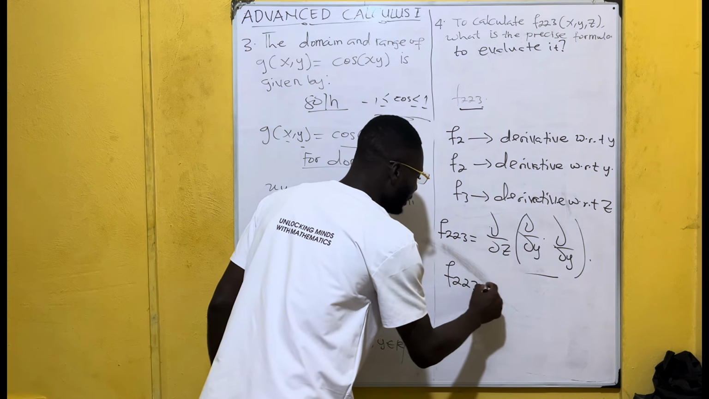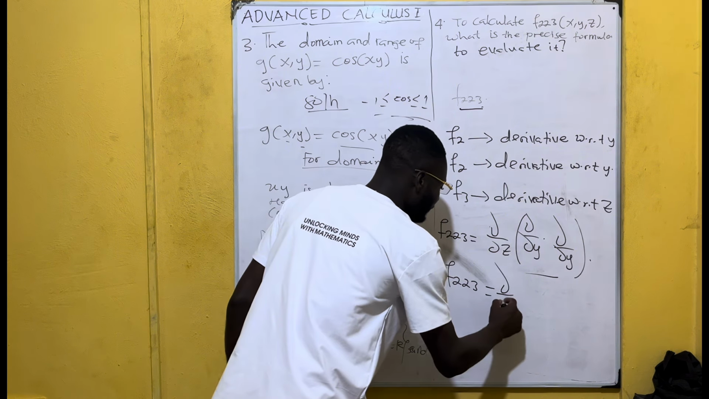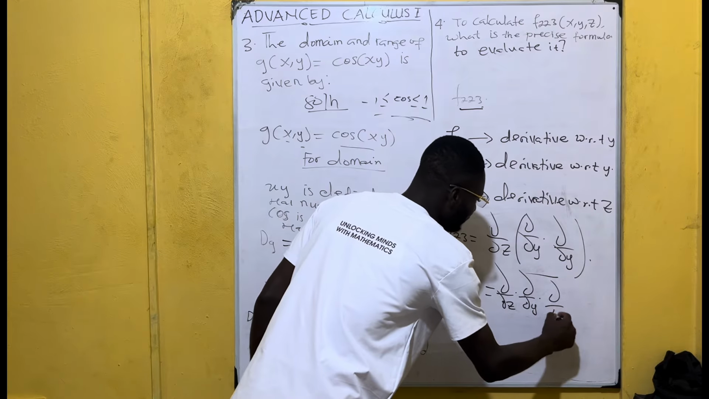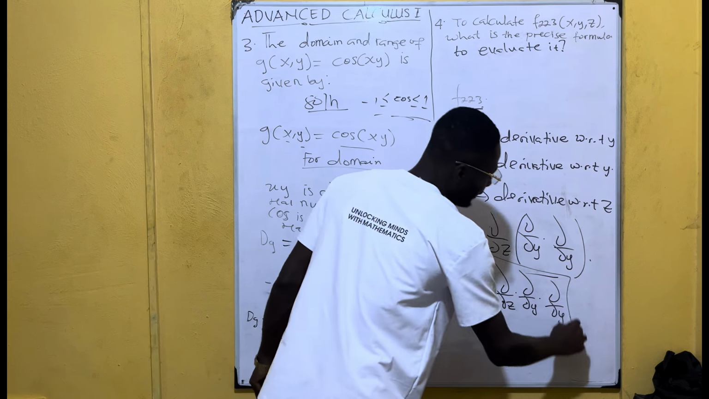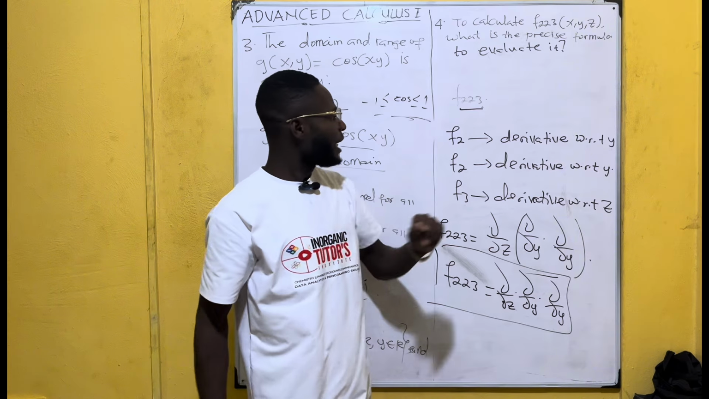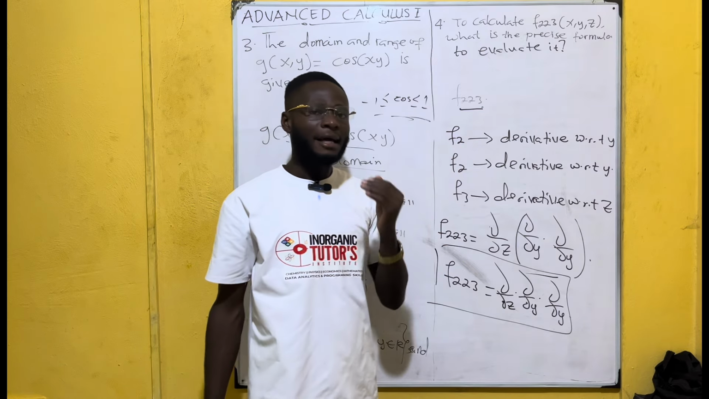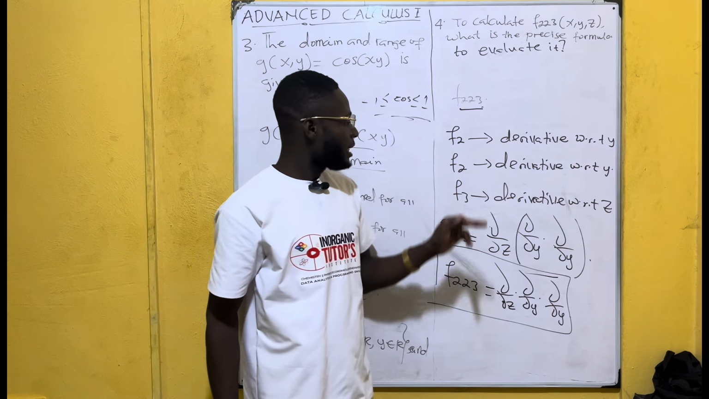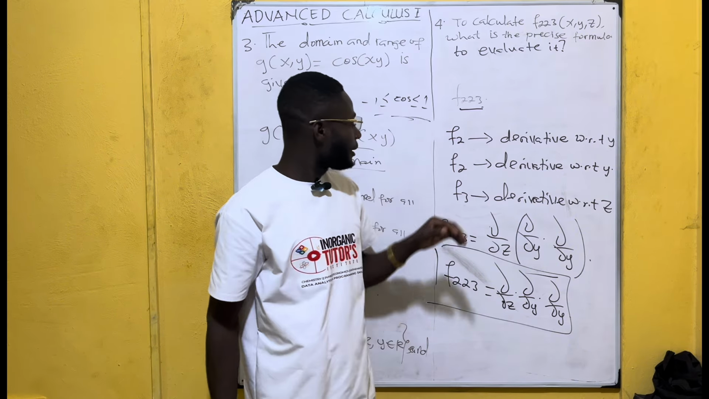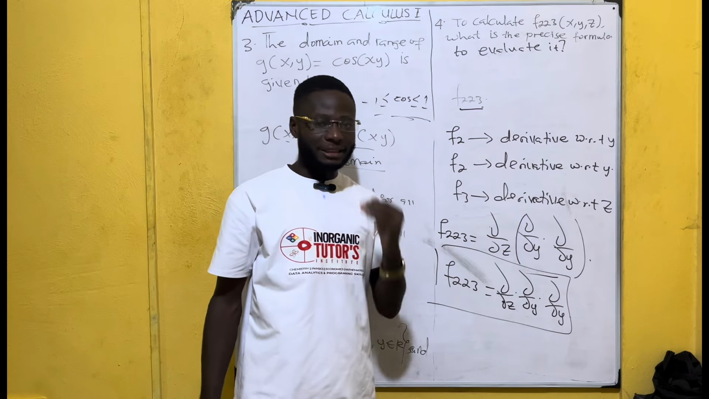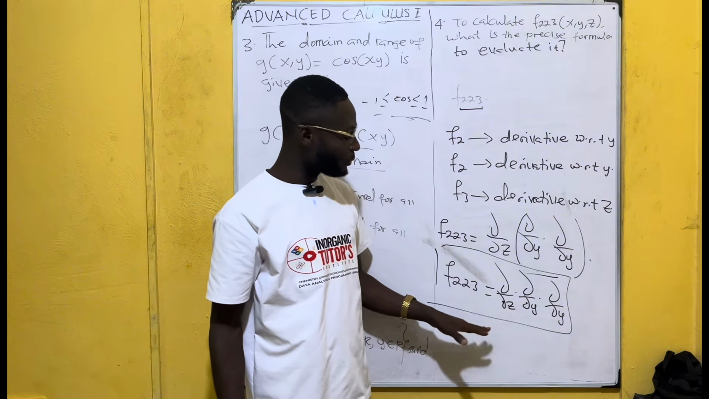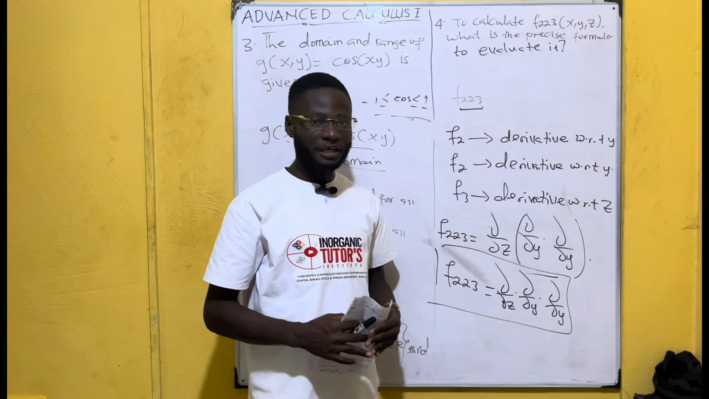So F223 means the partial derivative with respect to z times the partial derivative with respect to y times the partial derivative with respect to y. That is the right formula for this term. Note, if you see f2, it is the same as partial derivative with respect to y. If you see f3, it means partial derivative with respect to z. So that is basically what you have to know to be able to answer questions of this nature.